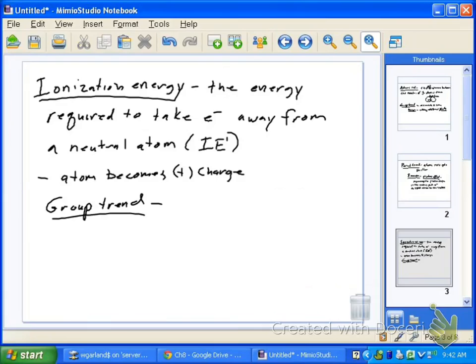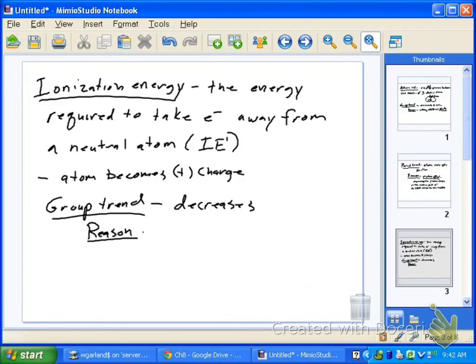Okay, so let's look at the group trend. What do you guys have as a trend? It decreases down the group. Yep. So ionization energy decreases down the group. I'm just going to put decreases because that's in the headings above. You can figure that out. Reason.